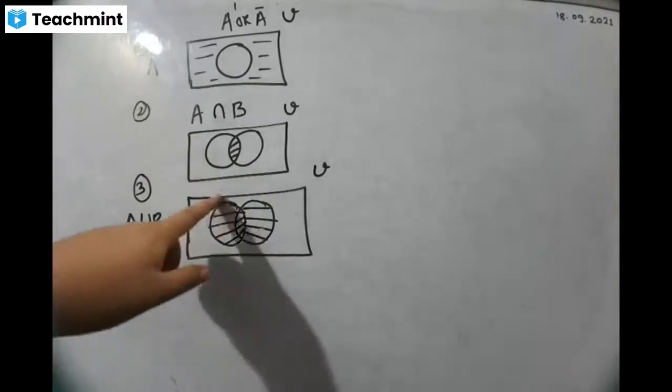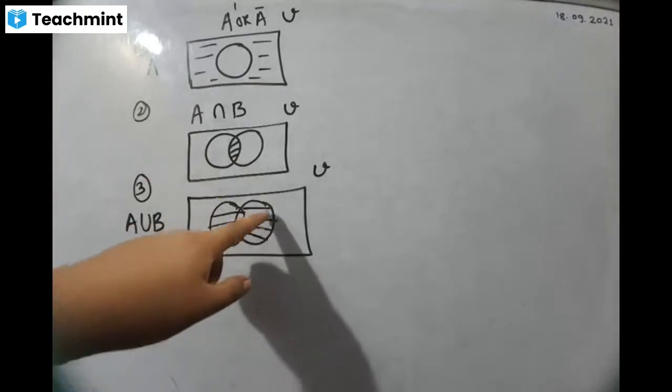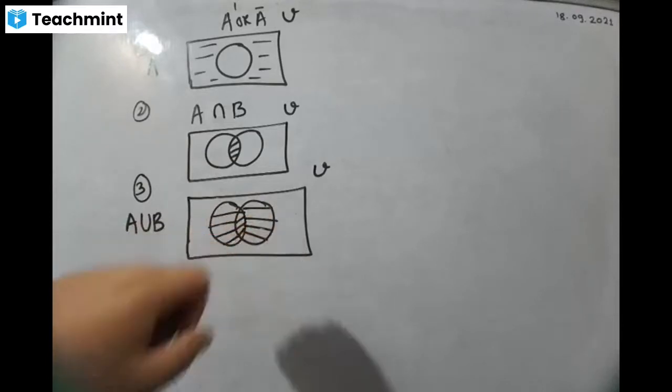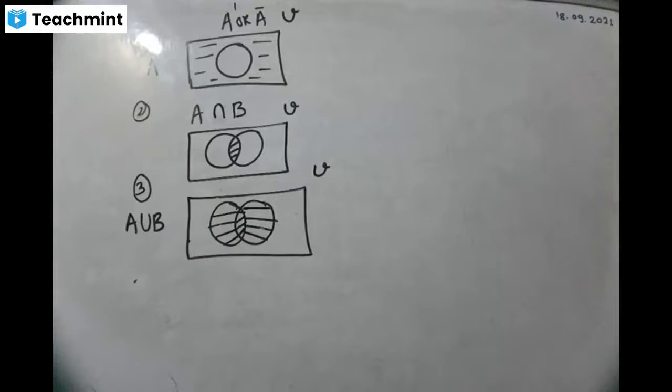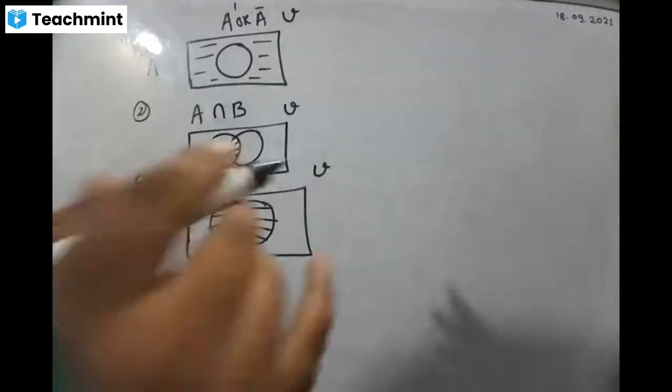Union means all the elements of A or all the elements of B or all the elements of A and B together. Is that clear? So I'll just write it also. So look at the board, everyone.